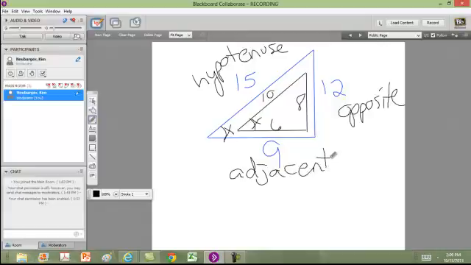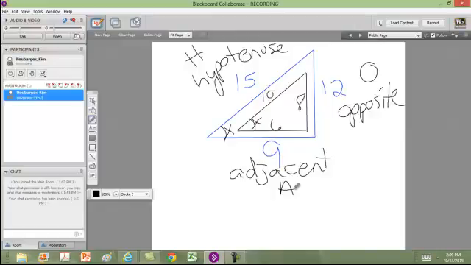Now, to simplify the ratios we're going to make, rather than writing the entire words, we're going to use a capital H for hypotenuse, a capital O for opposite, and a capital A for adjacent. Now, before we find out those ratios, I want you to think of all the different ways we could write a fraction if we have three different numbers.